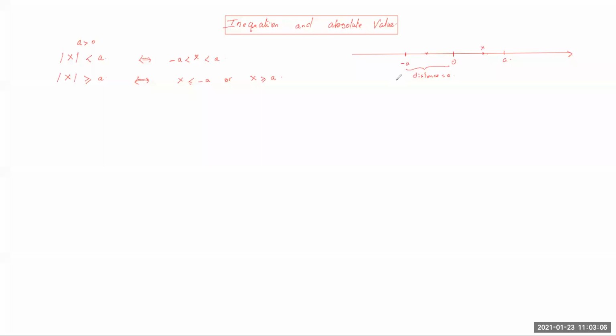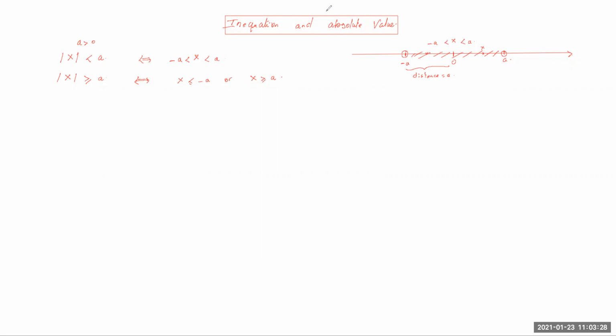So this is the interval. The possible values are between minus A and A, and we are excluding the two endpoints.